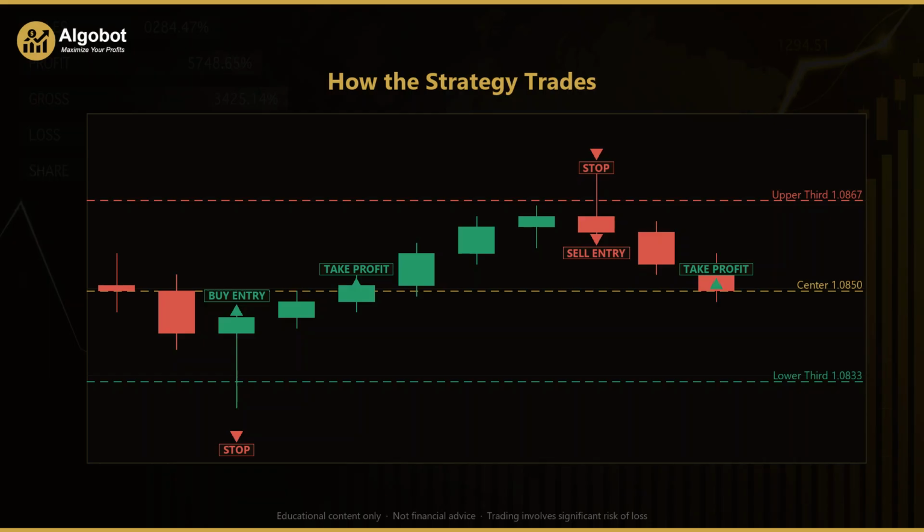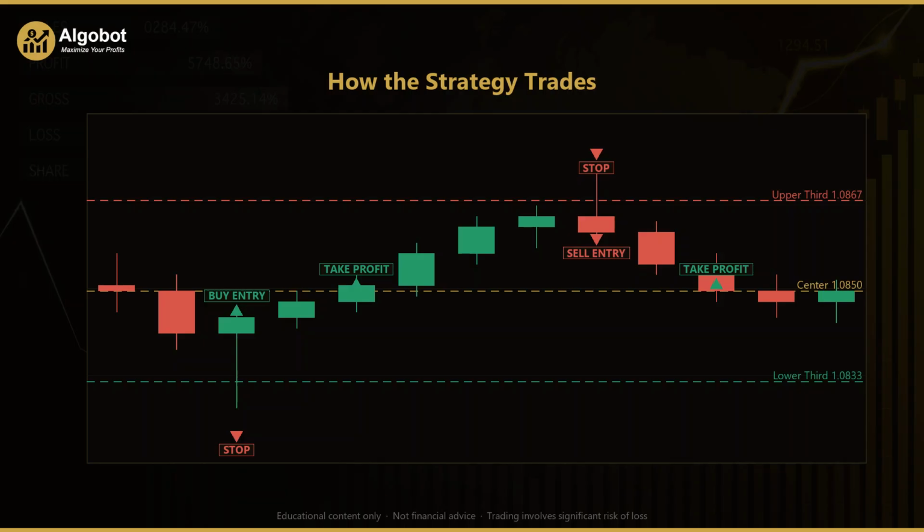Here it comes. On this candle, the high pierces up into and through the upper third line. Price is testing resistance. But by the close, sellers have taken control and forced the close back down below the upper third. That close is still above the center line. So once again there's room to travel back toward the middle. The bar is bearish, resistance has been rejected, and the short conditions are satisfied. That's where the sell entry marker appears.